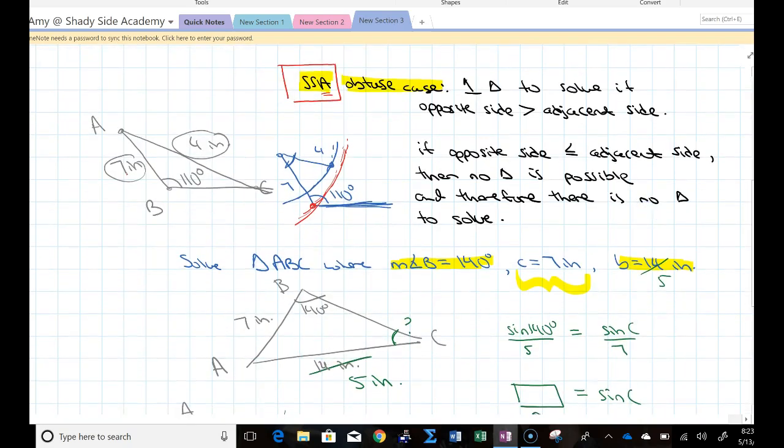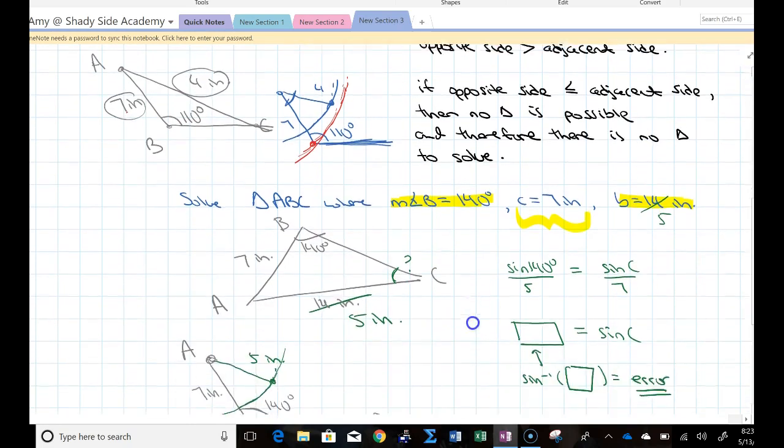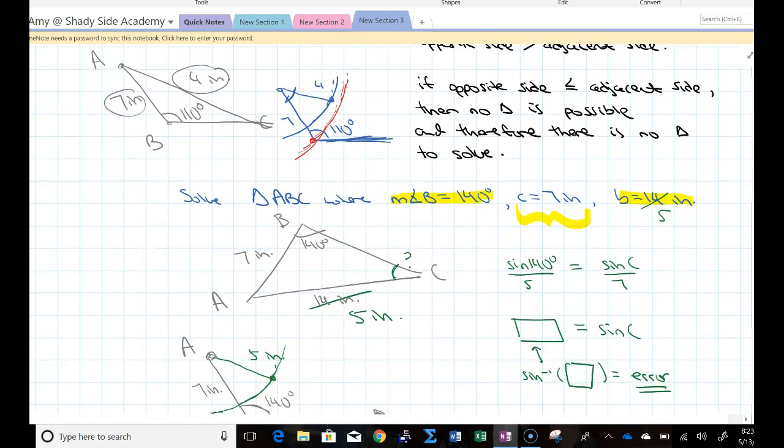Okay, so here's where we left off. What did I do here? Oh, I see. I was setting this up this way. Let's say maybe you were given a question like this one. Solve triangle ABC where measure of angle B is 140, c is 7, and b is 5 inches. Okay, and let's say you didn't recognize it was SSA, and let's say that you just drew a triangle, and you immediately launched into just trying to solve this triangle.